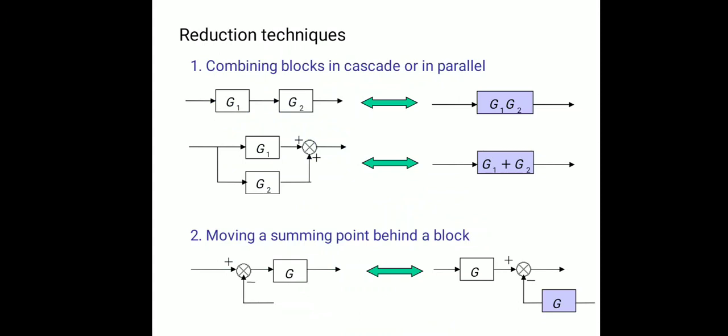First rule: if the blocks are connected in series, you can see in the block diagram G1, G2, they are connected in series, they are in a cascade. So in the equivalent diagram, both the gains G1, G2 will be multiplied. This is the first rule.